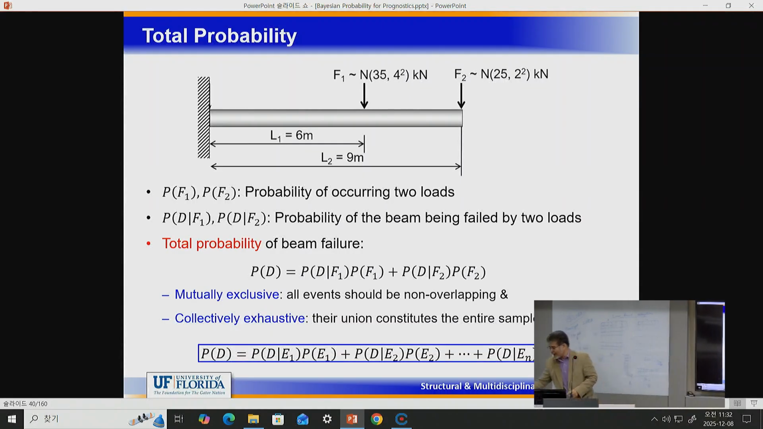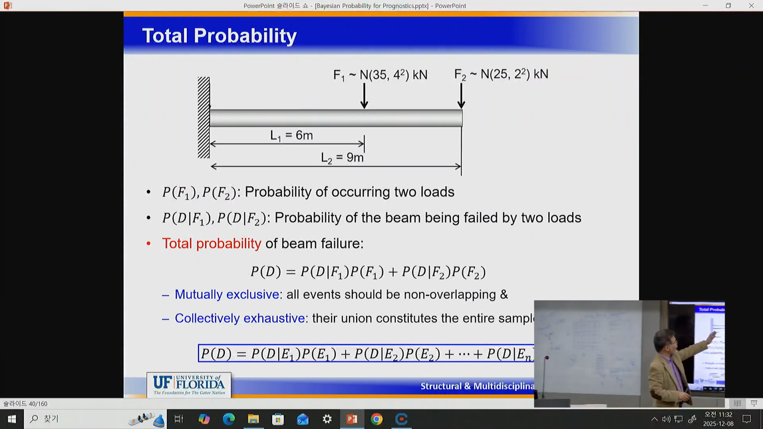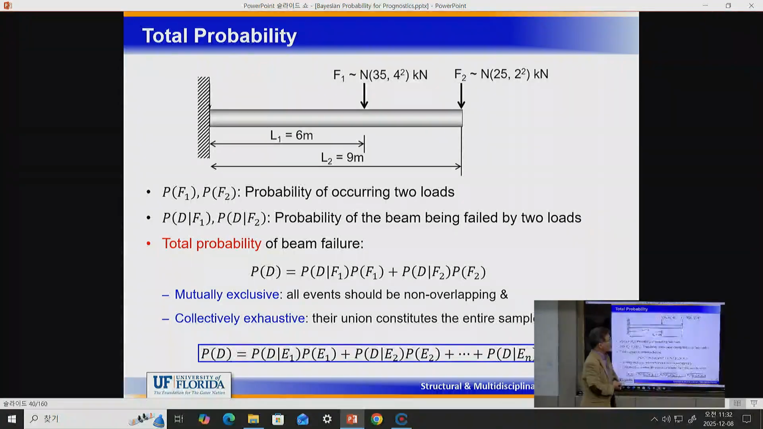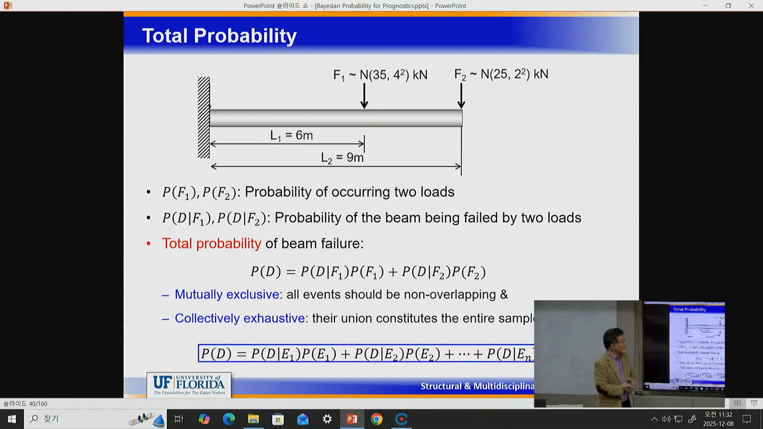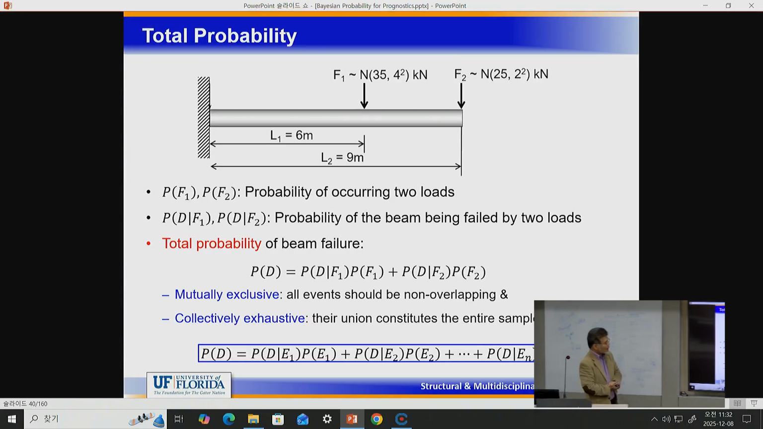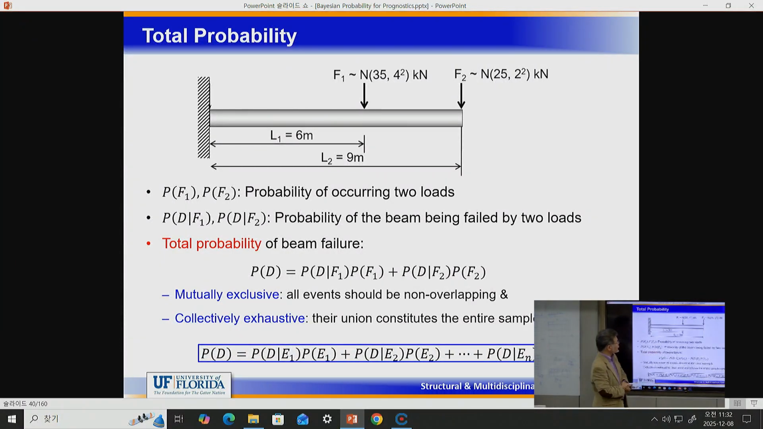So since we are mechanical engineers, I have a beam bending problem. You have a force F1 applied here, and then force F2 applied there. It's kind of random, so there is a normal distribution of force 1 and a normal distribution of force 2, with different means and standard deviations. The applied location is also different: L1 for force 1, and L2 is at the tip, 9 meters.